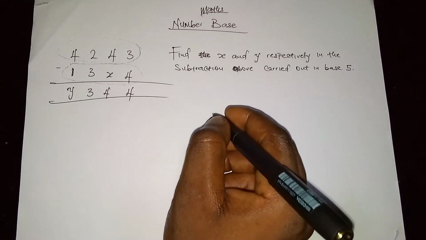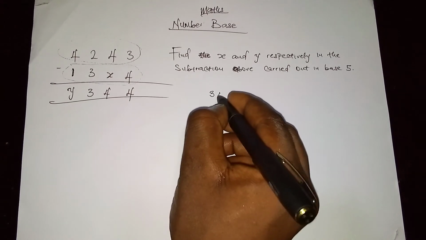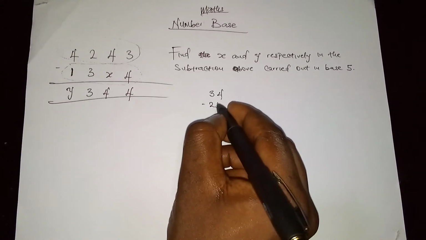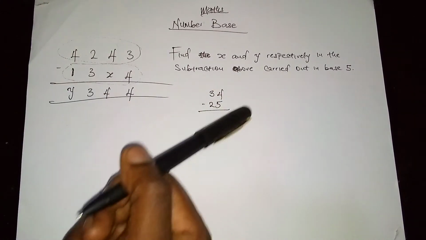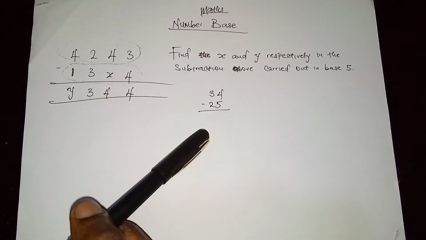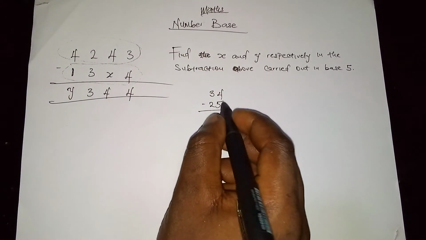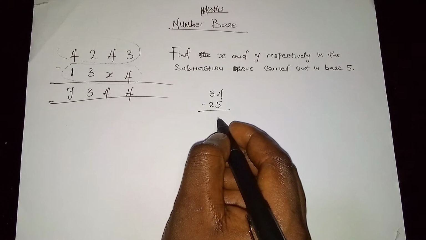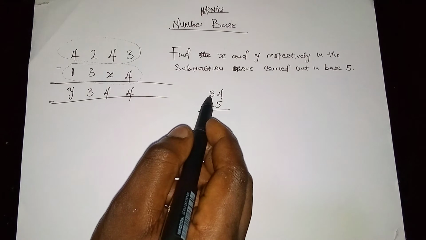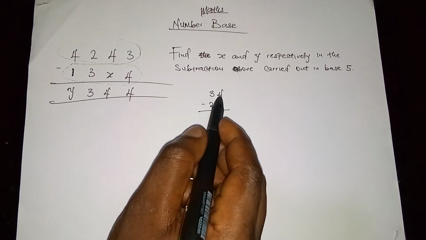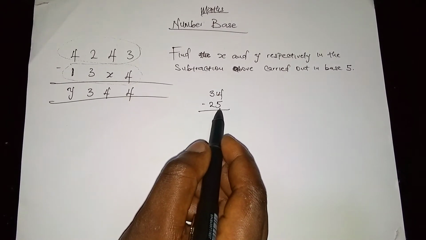So very quickly I would like to remind us of what we did in our last class. We had something like 34 minus 25. Now this is under normal circumstances, which is base 10. We're going to subtract this from this. 4 minus 5 is impossible, so we're going to borrow 1 from 3, which is the next number to the left. Adding to this 4, we'll have 14, right? Then we can subtract 5.